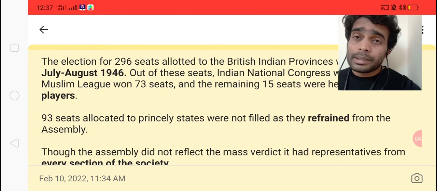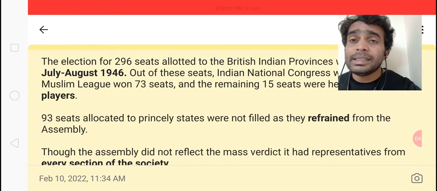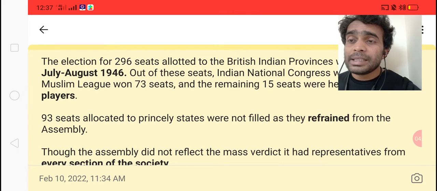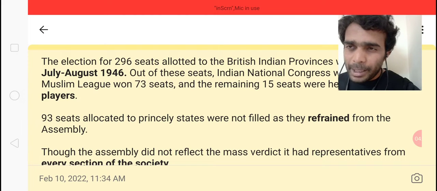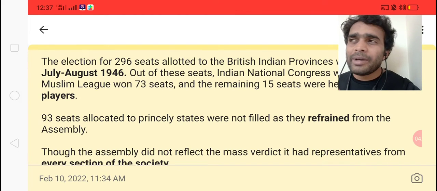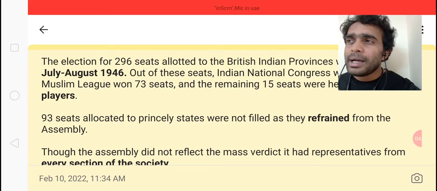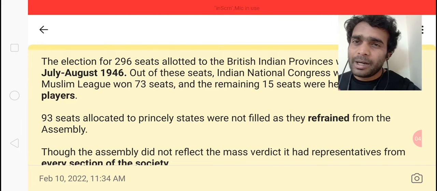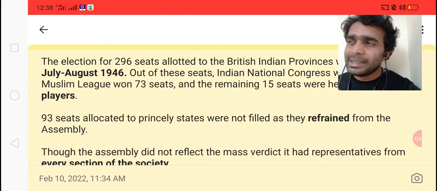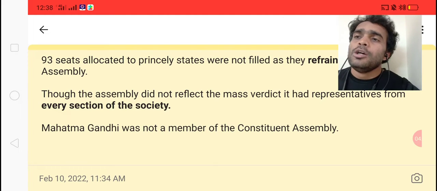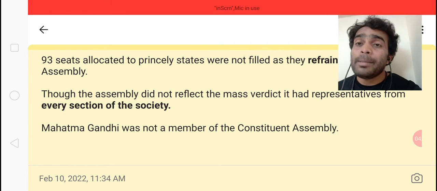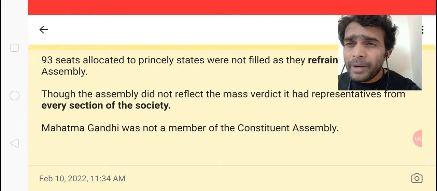We also discussed that seats were to be filled by the princely states, but the 93 seats allotted to the princely states were not filled, as they refrained from joining the Constituent Assembly. They were ruled by kings, Rajas and Rajwadas, and they did not believe in democracy. They did not want to be part of the Indian government. They wanted freedom.